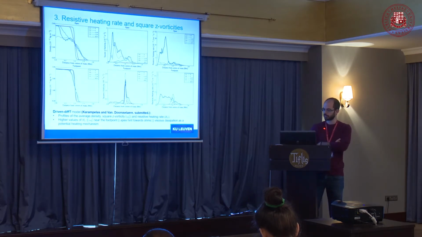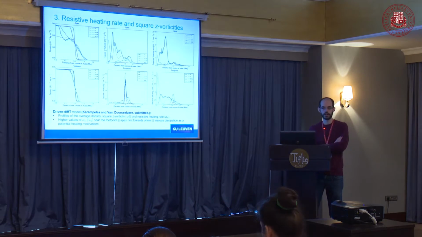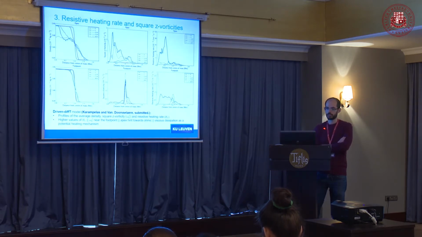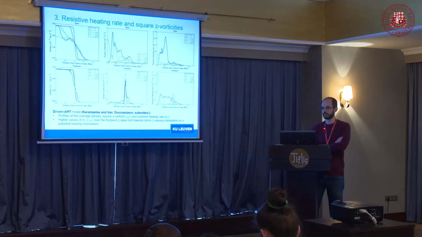It's stable. On the other hand, the resistive heating rate near the foot point is spread throughout the cross-section. It's not limited to a very thin, narrow layer at the edge. So if we have resistive heating at the foot point, this should take place throughout the cross-section. Again, if we have viscosity and viscous heating at the apex, this should take place throughout the cross-section.